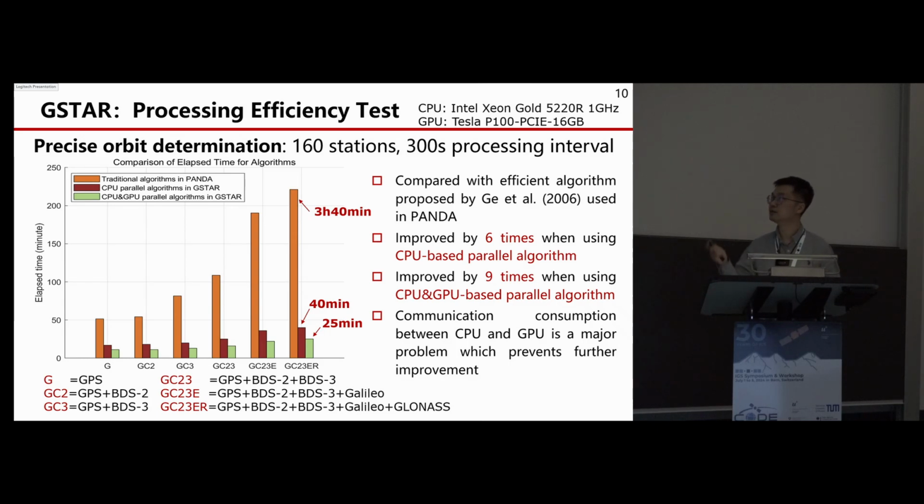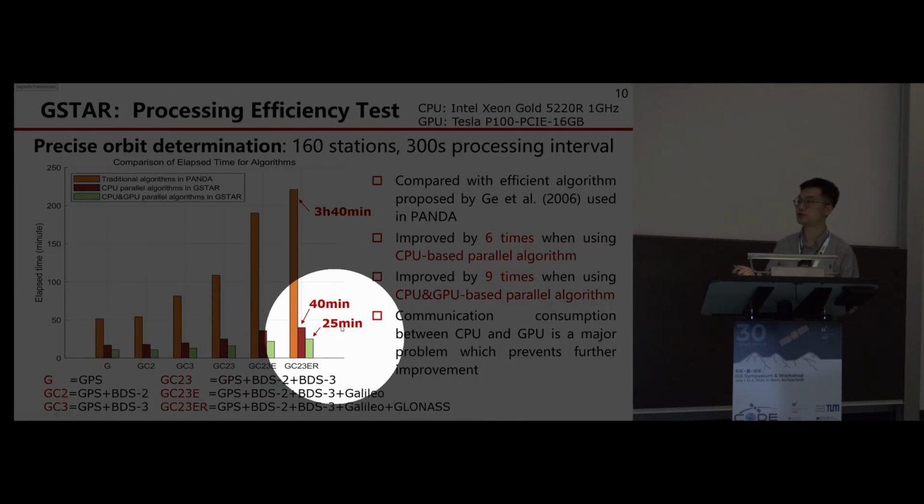And also different steps in the sequential least squares procedure and the input-output operations on disk and memory are conducted in parallel. This is a test for the processing efficiency in GSTAR. The example is a PPP procedure with 116 stations and with an interval of 5 minutes. This figure shows the results. The horizontal axis refers to the different combinations of the satellite systems, and the vertical axis refers to elapsed time. And the traditional efficient algorithm used in the Panda software is used for comparison.